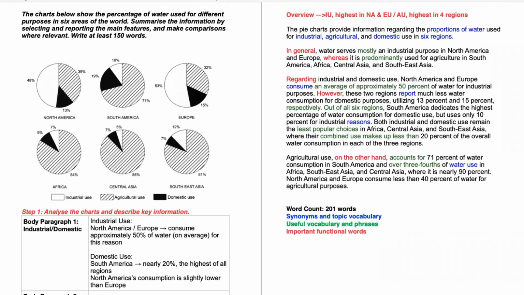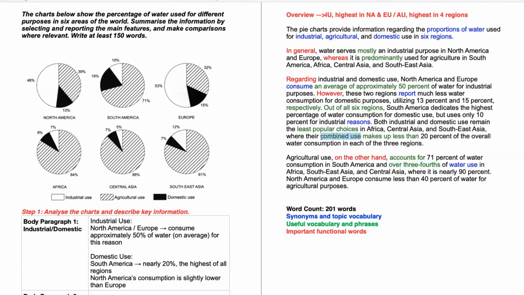And then just to see here, we have some nice important functional words in red. Regarding, on the other hand, these are great ways to start your body paragraphs. And of course, however, is a contrasting word to highlight a contrasting idea. Pay close attention to this vocabulary and these phrases in green. Accounts for is a great way to say makes up. I said over 3/4 instead of saying over 75%.